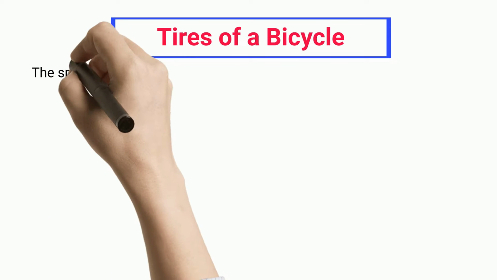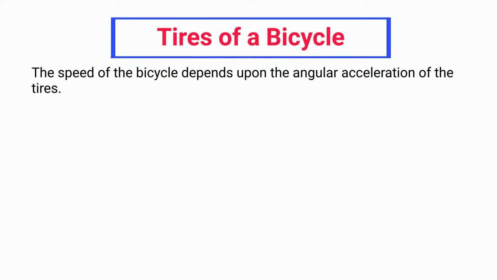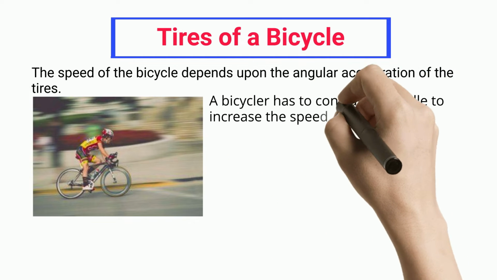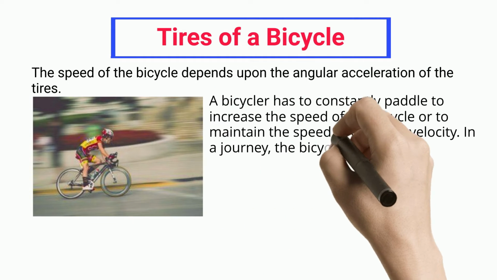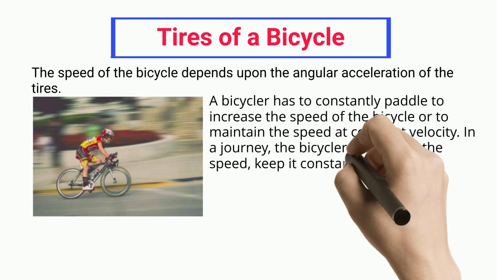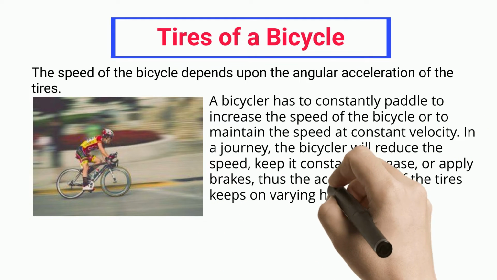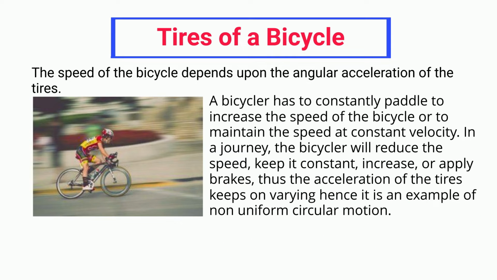Tires of a bicycle. The speed of the bicycle depends upon the angular acceleration of the tires. A bicyclist has to constantly pedal to increase the speed of the bicycle or to maintain the speed at constant velocity. In a journey, the bicyclist will reduce the speed, keep it constant, increase it, or apply brakes. Thus the acceleration of the tires keeps on varying, hence it is an example of non-uniform circular motion.